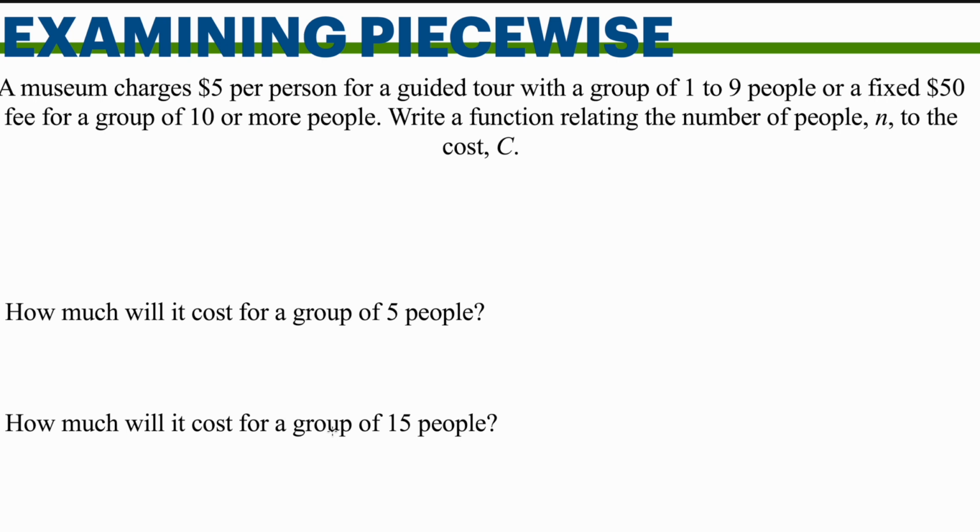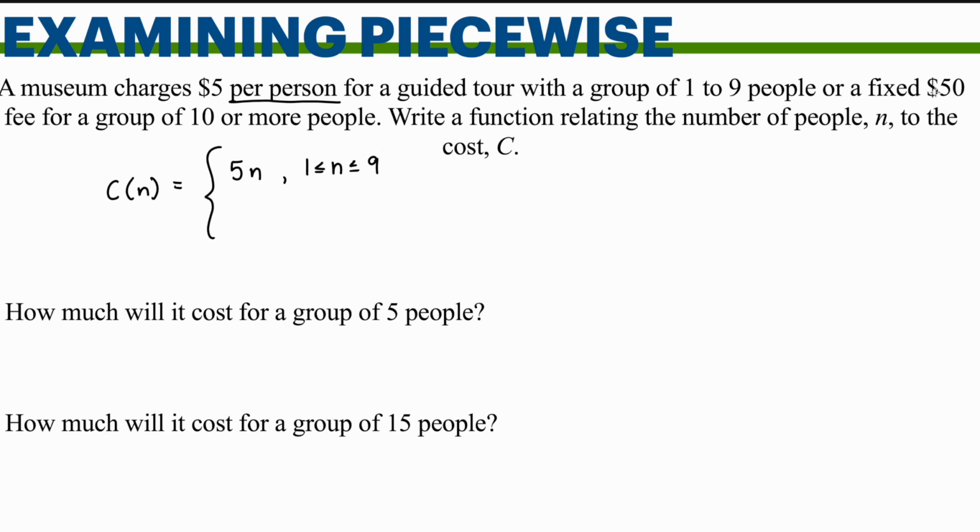So a museum charges $5 per person for a guided tour if you have 1 to 9 people, or it's going to be a fixed fee for a group of 10 or more. So the first thing I'm going to do is write a function. So cost C and people N. So this is going to be C of N because N is the number of people and C is the cost. So it is going to be 5 per person. So 5N if you have between 1 and 9 people. Got to have a line underneath because it does include 1 and does include 9 people.